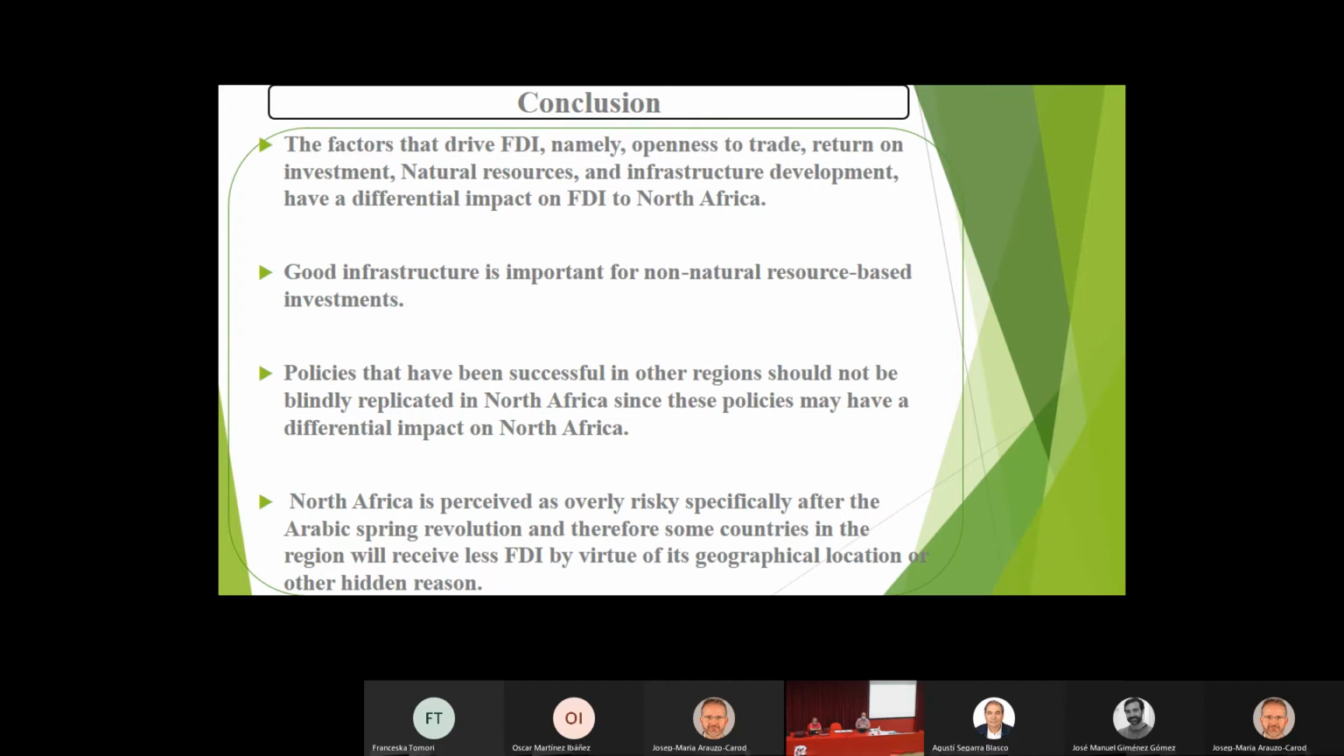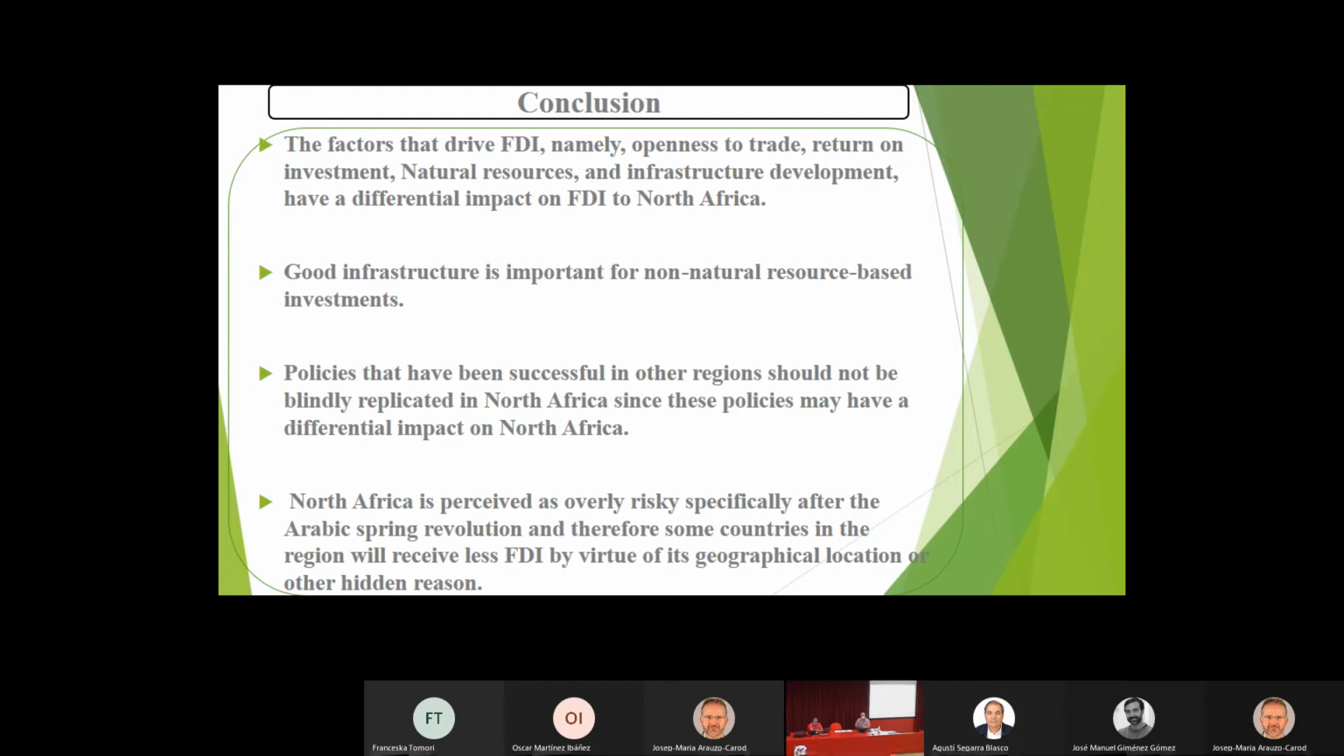The conclusion has some points. The factors that drive FDI, namely openness to trade, return on investment, natural resources, and infrastructure development, the variables we are focusing on, have a different impact on FDI in North Africa. That translates to the main question: is Africa different? Good infrastructure is important for non-natural-resources, passive investment. Policies that have been successful in other regions should not be blindly replicated in North Africa.